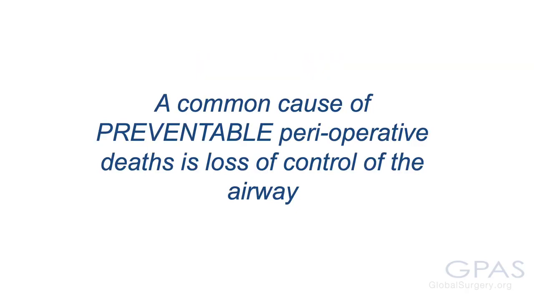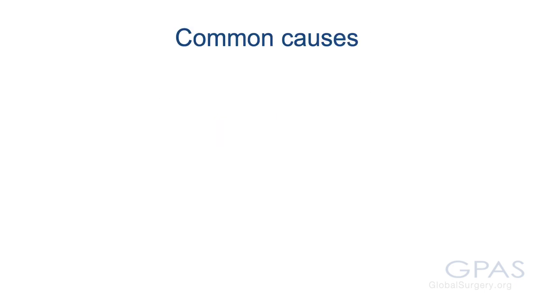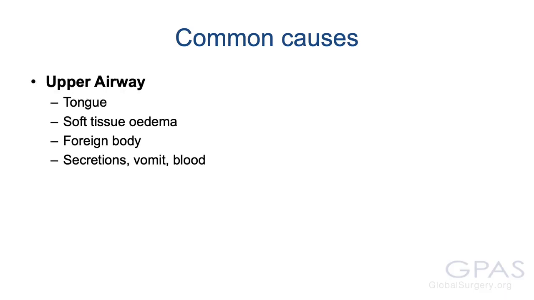A common cause of preventable perioperative death is loss of airway control. The commonest causes of airway obstruction can be categorized into three levels: the upper airway, the laryngeal level, and the lower airway. The commonest cause of upper airway obstruction is the tongue. The other causes include soft tissue edema, foreign body, and secretions. At the laryngeal level, laryngospasm and foreign body are the commonest.